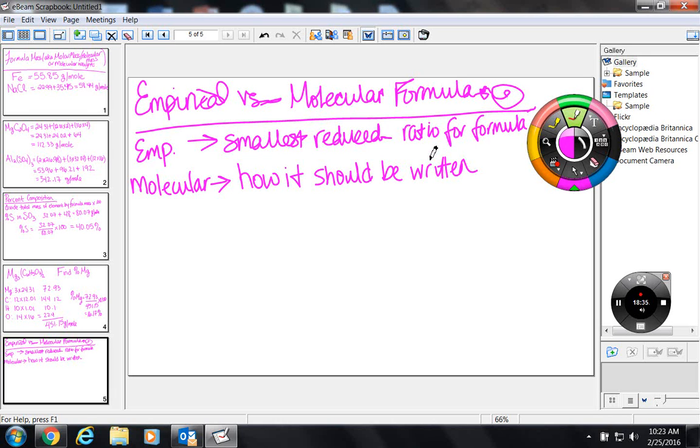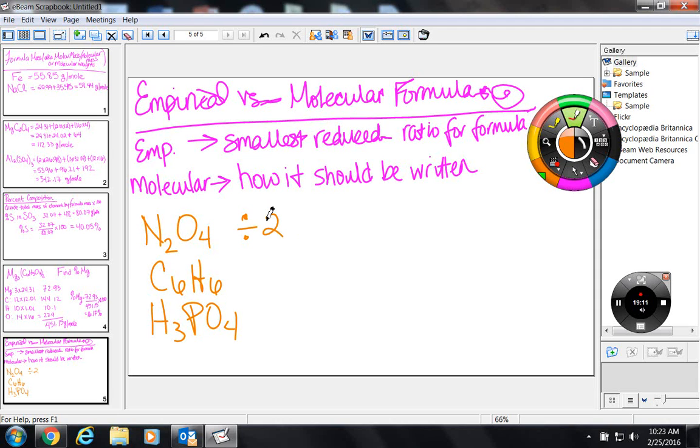The first set of examples that I gave you, what did we do? If I gave you N2O4, C6H6, H3PO4, you divide by the greatest common factor. What's the greatest common factor between 2 and 4? 2. Divide by 2. That reduces to NO.